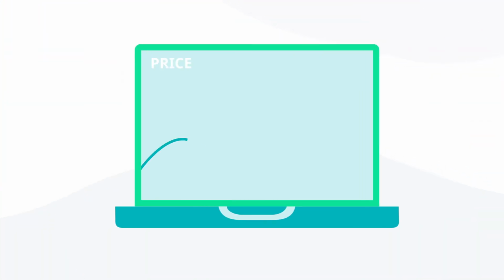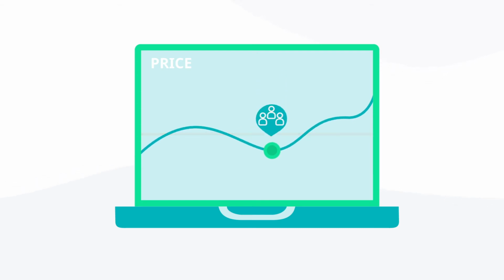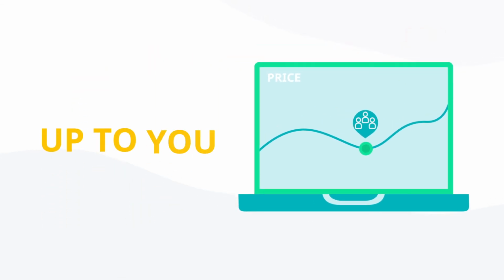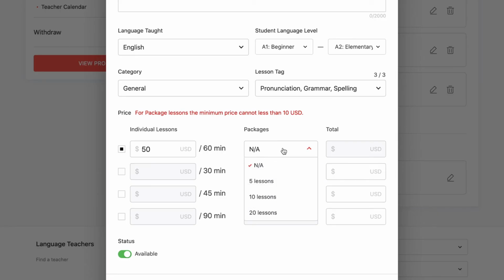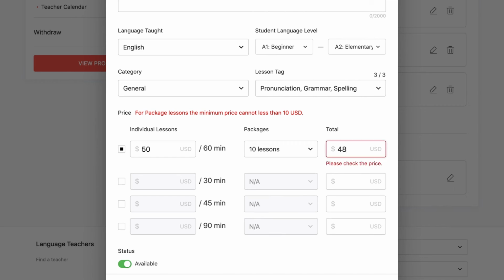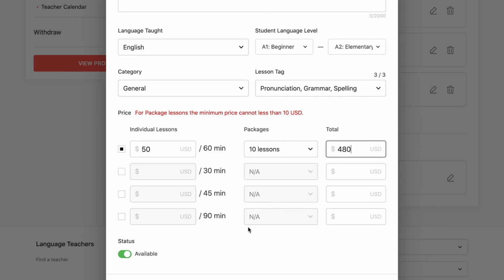It is a good practice when starting out to have lessons priced slightly below average to compete with other teachers on italki. italki doesn't determine the price for each language, and what you ultimately charge is up to you. Next, we can set the packages for the lessons. We can choose 5, 10, or 20 lesson packages. Packages help teachers by allowing students to commit to many lessons at a time. Packages are also useful for students as teachers provide a discount in the price for their packages.